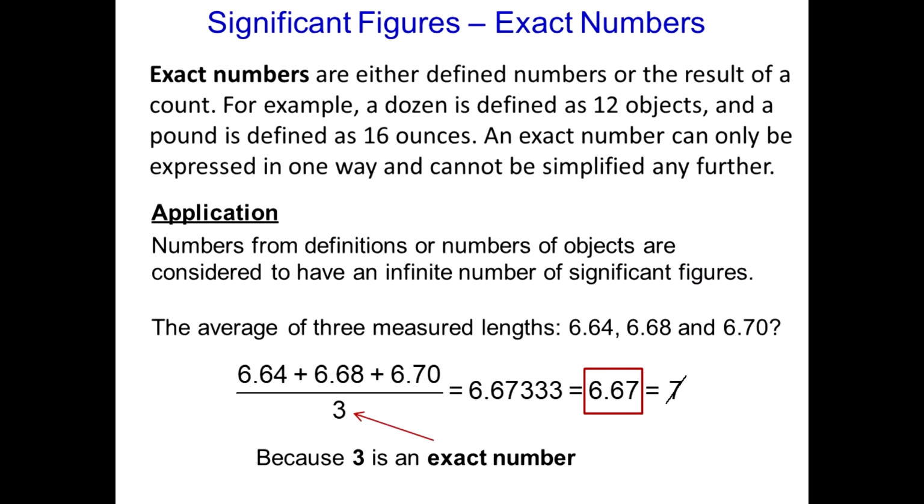When we have to use exact numbers to do averages, don't count that number on the bottom. Ready for the next thing? So this would not be 7. You don't round up to 7 here, okay? This is taking an average.